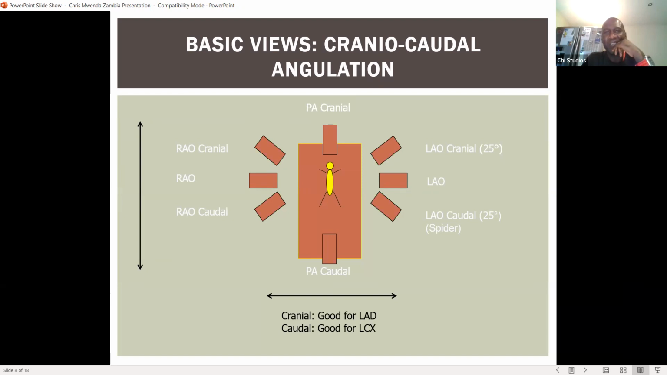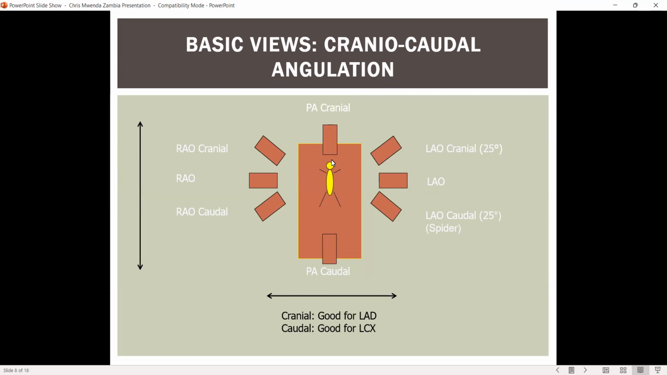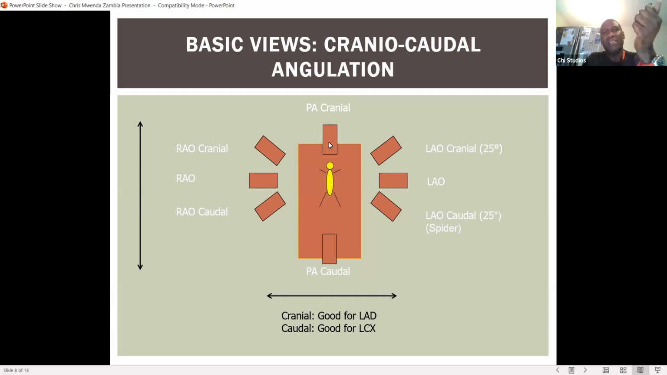So I did talk about the PA cranial. The PA cranial is a good view with which we assess the diagonal and the left anterior descending artery, because it will give you a very nice view of the narrowing there. And the LAO cranial is also a good view for the LAD. LAO, we use it mostly when you're trying to engage the right coronary artery. That's the view we usually use.